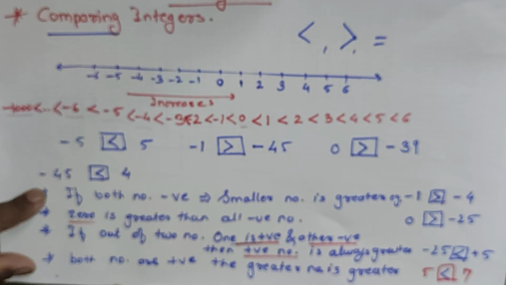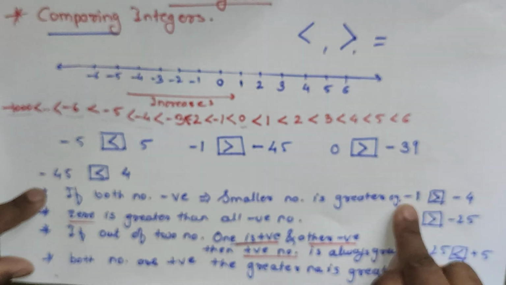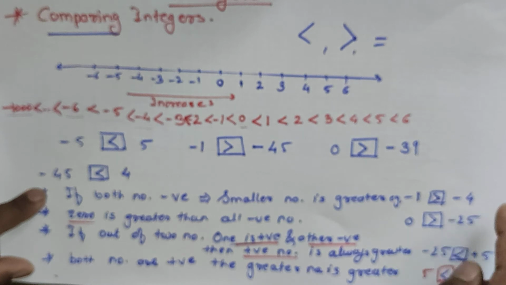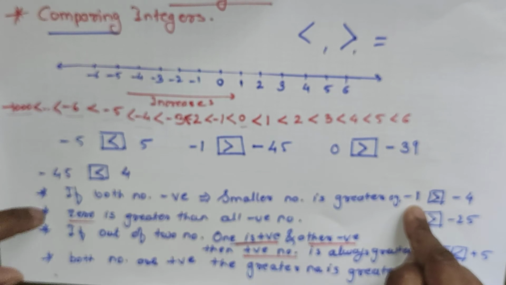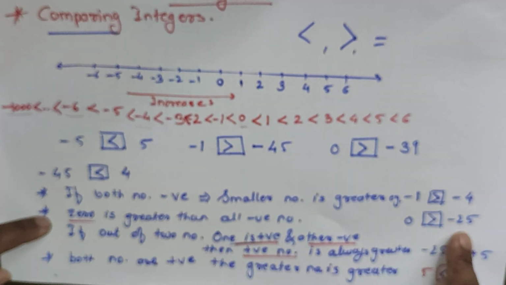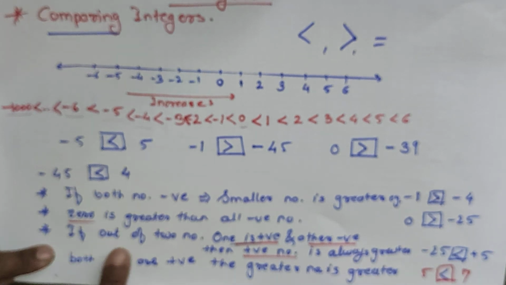In that rule, we said that when both numbers are negative, the smaller number is greater. So here we wrote minus 1 and minus 4. Both numbers are negative. In this, which is smaller? Minus 1. So minus 1 is the greater one. 0 is greater than all negative numbers. So with 0 and minus 25, which is greater? 0 is greater because 0 is greater than all negative numbers. Next, if out of two numbers, one is positive and the other is negative.